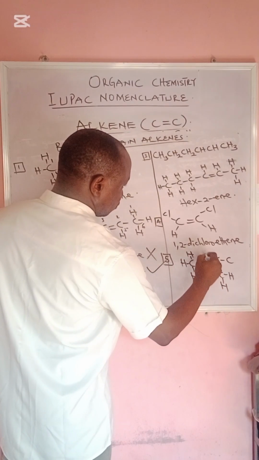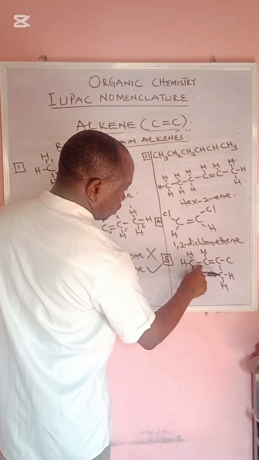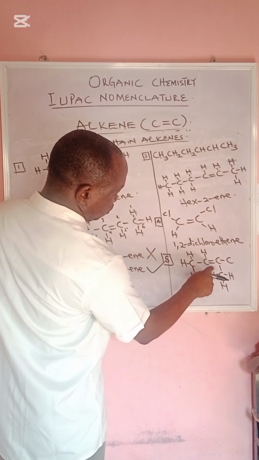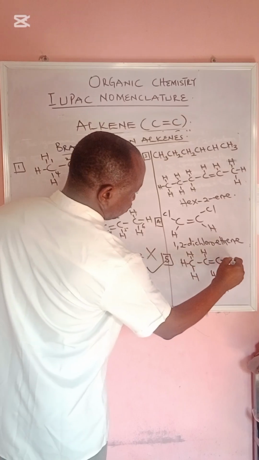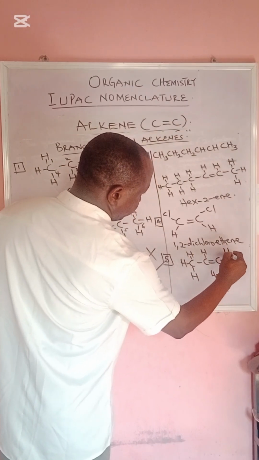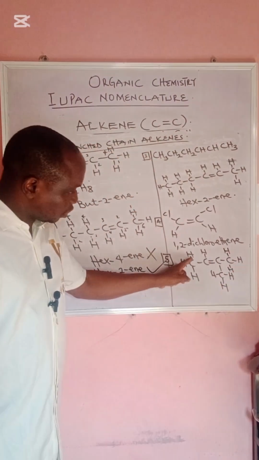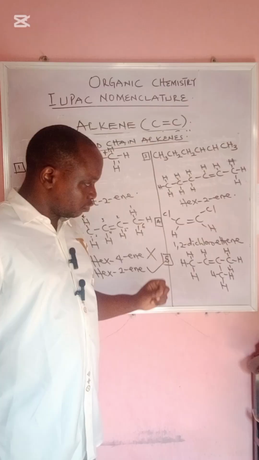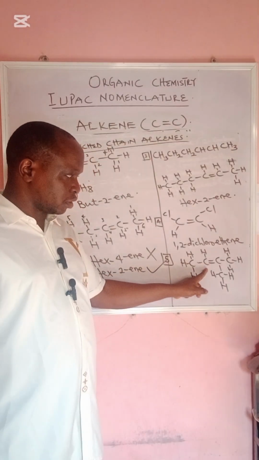1, 2, 3, 4. Good. You can see 1, 2, 3, 4. I cannot add hydrogen here. Complete.